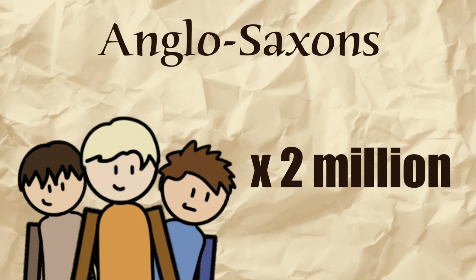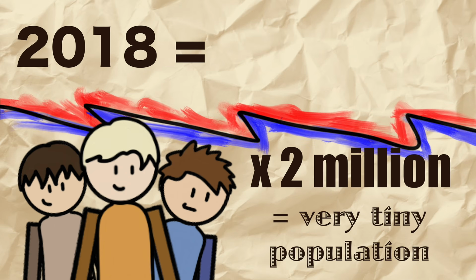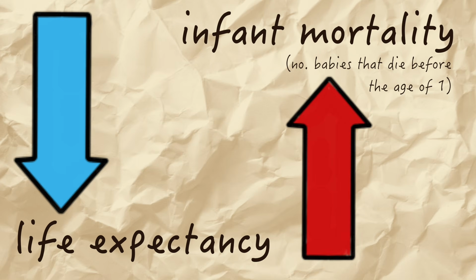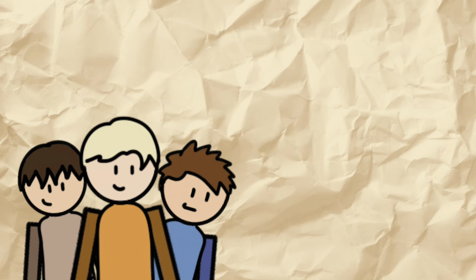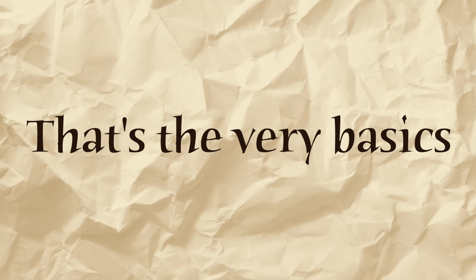There were roughly 2 million Anglo-Saxons, which, despite being an incredibly large number, is actually very tiny for a population, if you consider that the current population of England is around 55 million. One explanation for this low population could be the low life expectancy and high infant mortality rates. Most of the population farmed land in order to grow the resources they needed to live. So now we have the very basics.